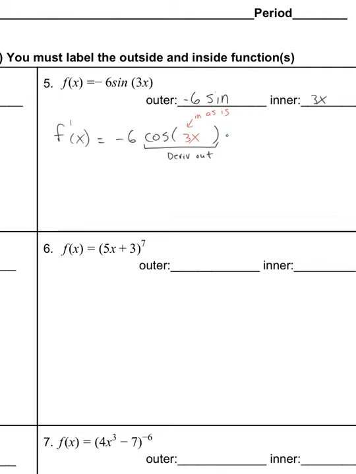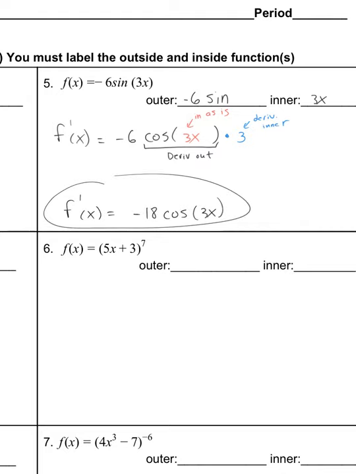The third step, we multiply everything by the derivative of 3x using the power rule. The derivative of 3x is 3. So that is our derivative of the inner function. All right, to simplify this, we combine the negative 6 times the 3, and we put the negative 18 out front. So we have negative 18 cosine of 3x. That's as far as you need to go.